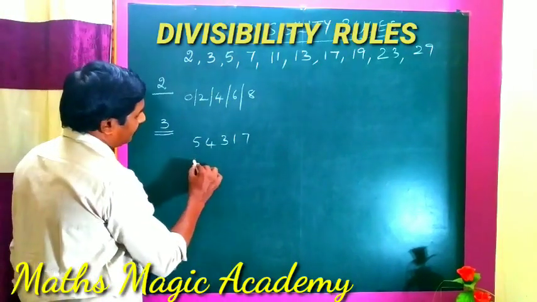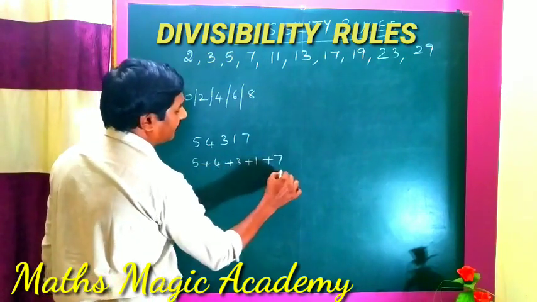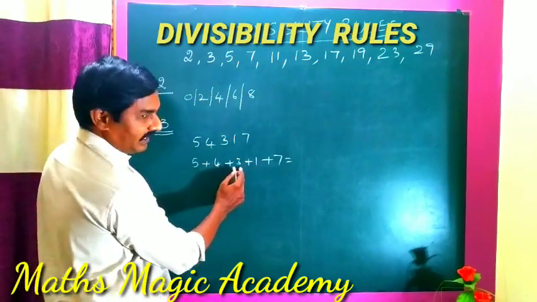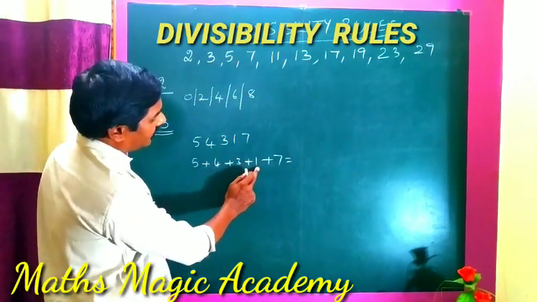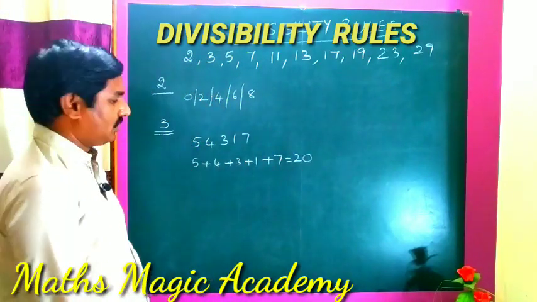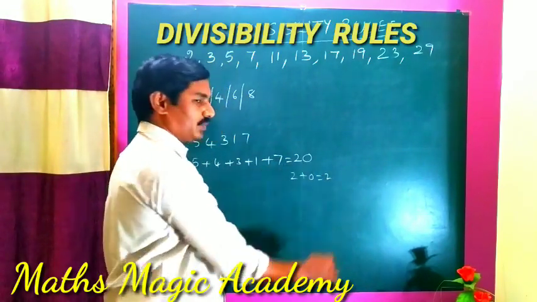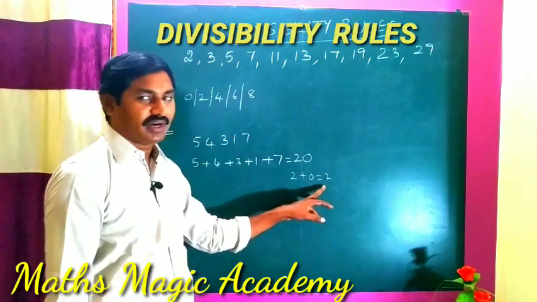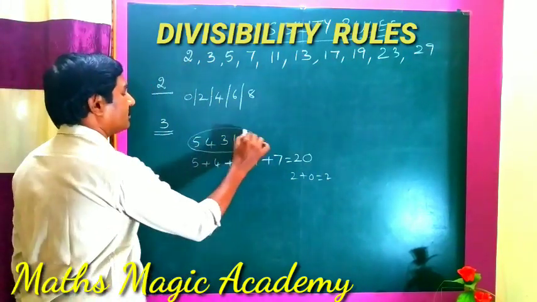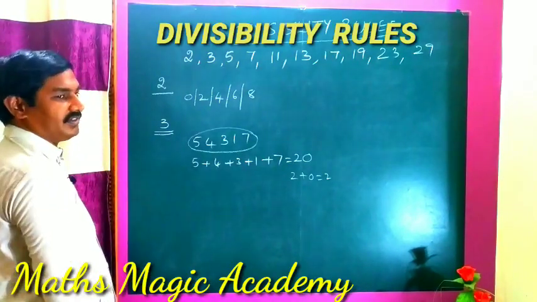Let us see here: 5 plus 4 plus 3 plus 1 plus 7 equals: 5 plus 4 is 9, 9 and 3 is 12, 13, 13 and 7 is 20. So again we can take 2 plus 0 equals 2. This 2 is not a multiple of 3, so the total number is not divisible by 3. Like that we can check the divisibility rule of 3.